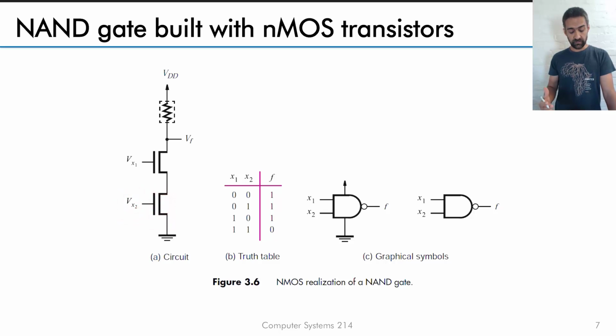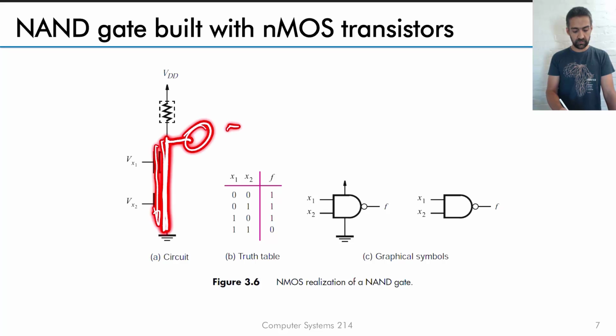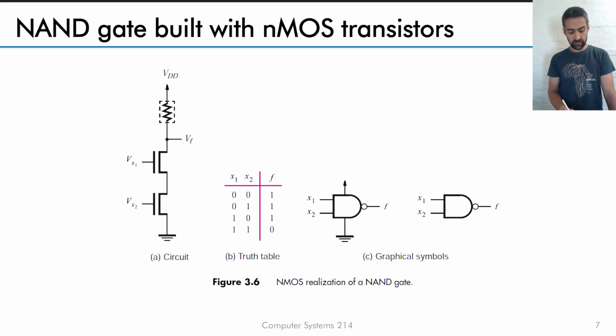And the effect of that will be that if both of them are turned on, then this circuit path here short circuits. If this path here short circuits, it connects VF to 0, which really is indicated here. If both the inputs are 1, the output is 0.